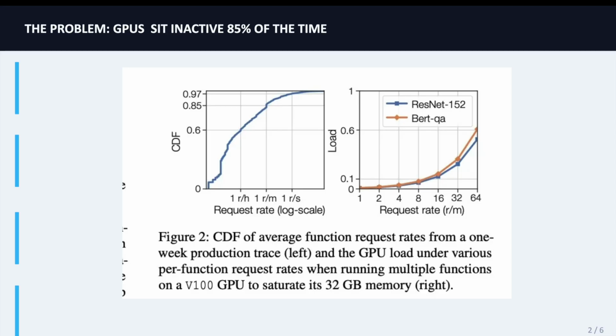The graph on the right shows that even if you try to pack a bunch of models into one GPU to fill up its memory, the load is still really low at real world request rates. So packing doesn't fix it either. This paper calls this severe GPU underutilization and load imbalancing. It's wasteful for users paying for idle hardware and wasteful for cloud providers who can't make use of their machines.